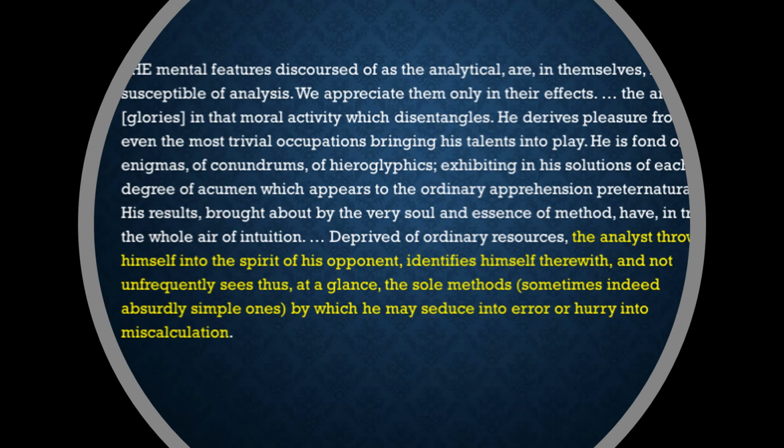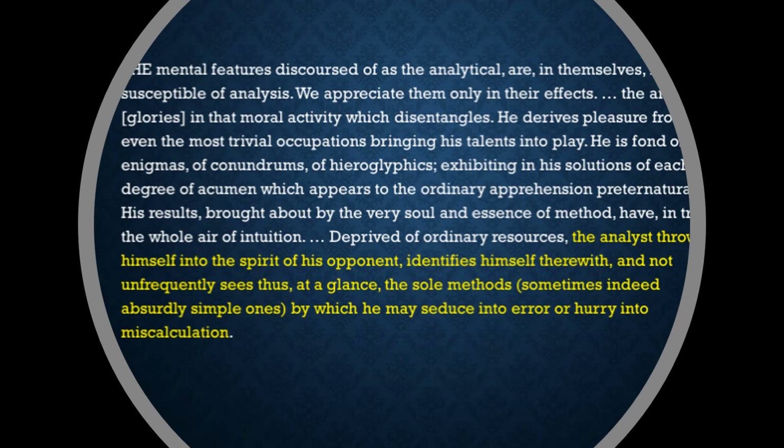But there's a marked difference between The Wicked Boy and Poe's method of identification. Poe's is antagonistic. The method of identification has the purpose of seeing at a glance the sole methods, sometimes indeed absurdly simple ones, by which he may seduce the criminal into error or hurry him. Let's face it, Poe was operating in a homosocial world, into miscalculation.